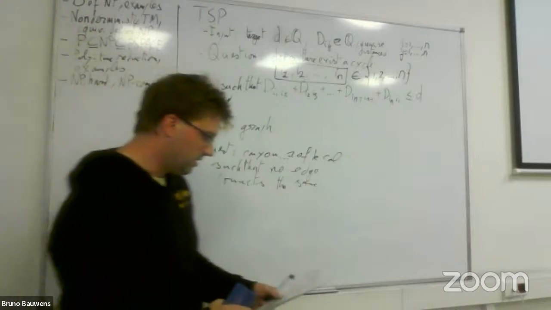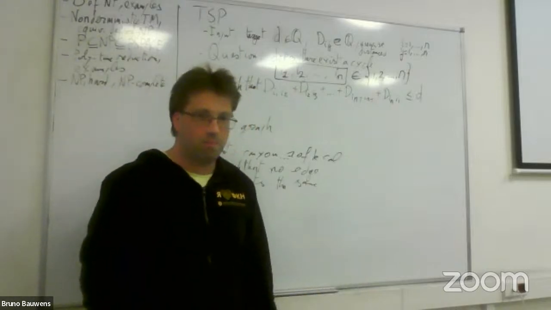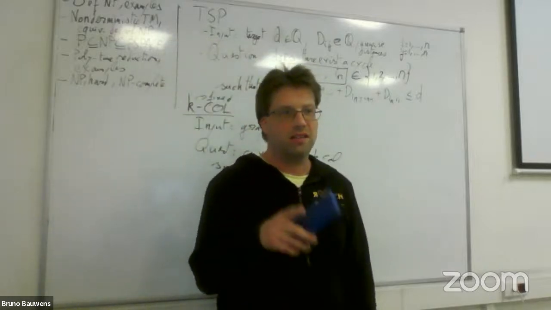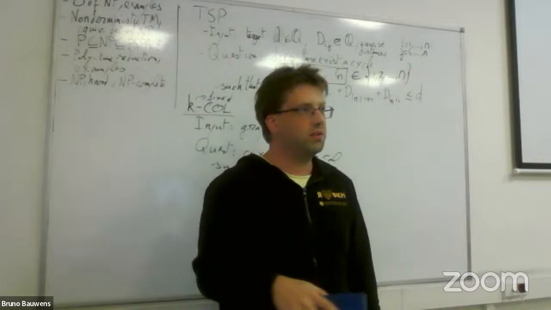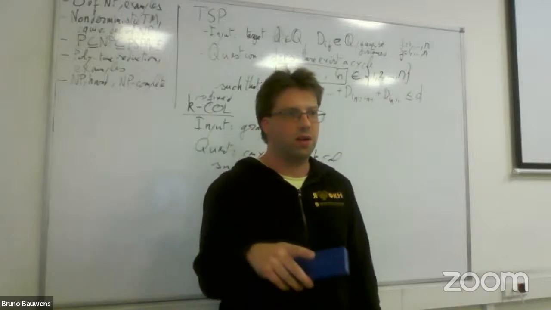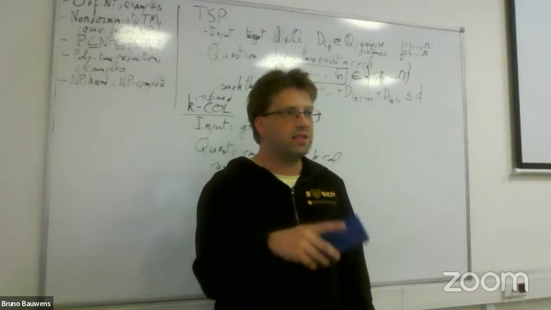There is also another question. Hamiltonian cycle, it's a cycle that visits every node once. So you're given a graph as input. Can you visit every node exactly once using a cycle?